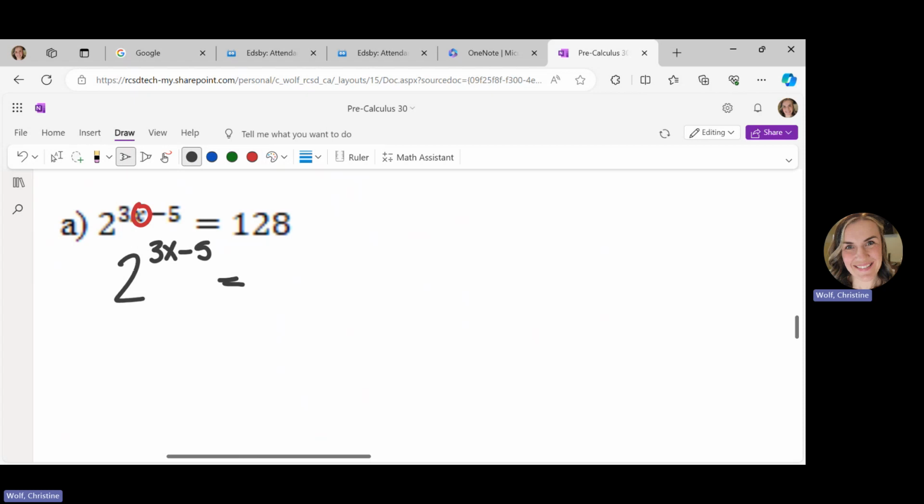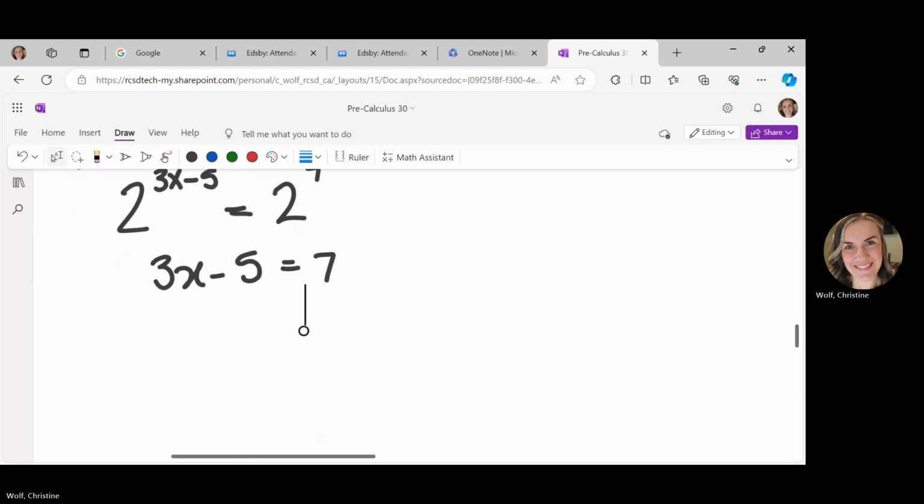If you go to your power sheet on the back of your formula sheet, if you go to the base of 2 all the way across to the exponent of 7, you get 128. So that means 2 to the power of 7 is 128. Now that your bases are the same, drop your bases, forget about them completely, and we can just rewrite this as 3x minus 5 must be equal to 7 then. Solve like you've been solving for years. Add 5 to both sides. 3x equals 12. Divide by 3, x equals 4.